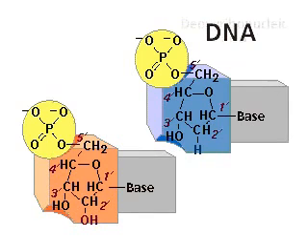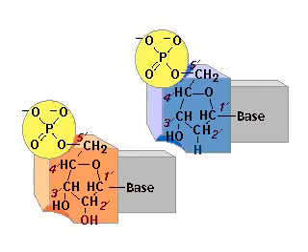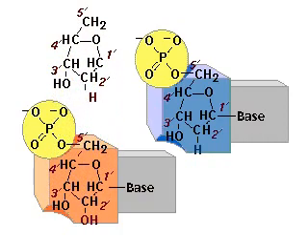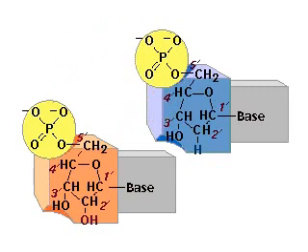DNA stands for deoxyribonucleic acid. Deoxyribose is the sugar in deoxyribonucleic acid. Deoxyribose is very similar in structure to ribose. To form deoxyribose, the 2' carbon of ribose is deoxygenated, leaving only hydrogen.